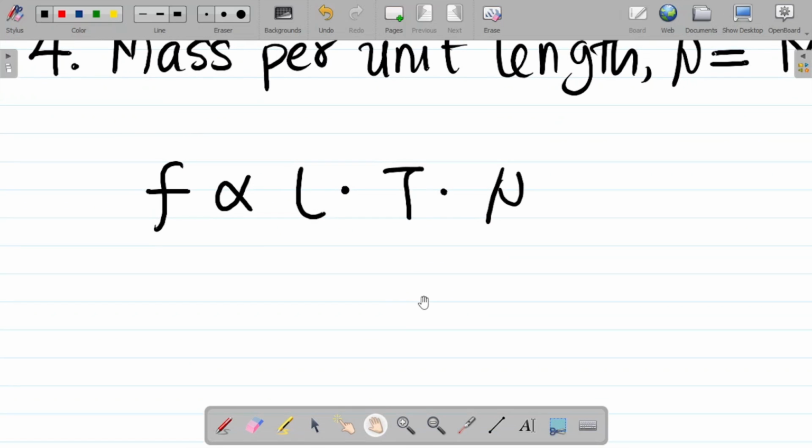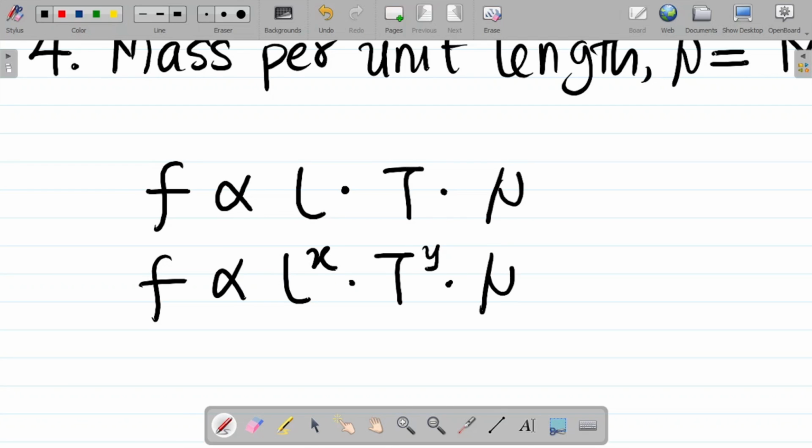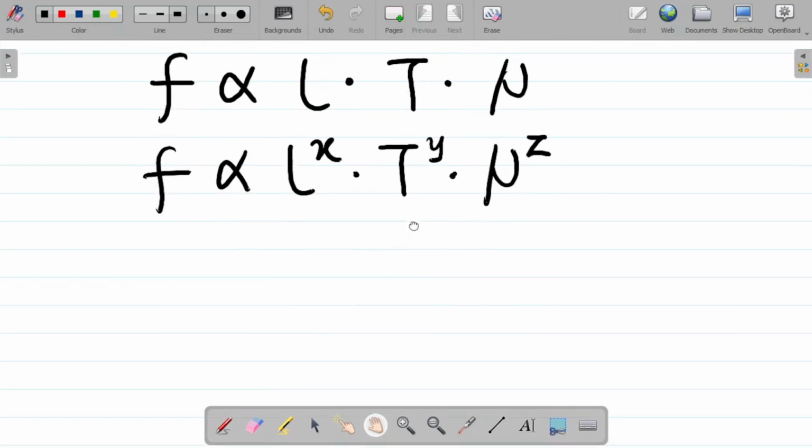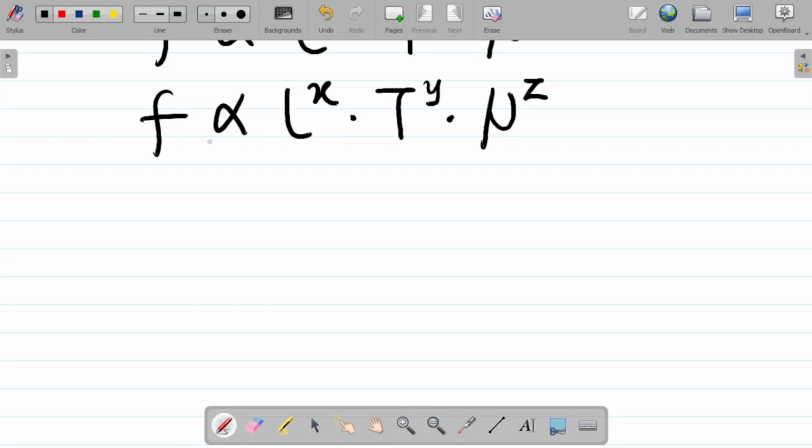Our next task is to impute the superscripts x, y, and z. So we can say f is directly proportional to L to the power x, T to the power y, and mu to the power z. Basically, this is how we do dimensional analysis. The next thing is that I want to change my proportionality sign to an equal sign, which means we'll have f is equal to, and I'll have to introduce a constant. If you want to take off a proportionality sign, you put an equal sign and introduce a constant.